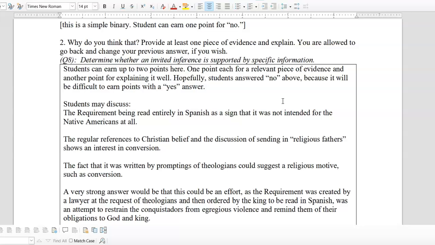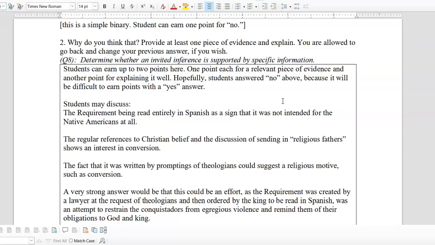1 point for each relevant piece of evidence and another point for explaining it well. And what this means is that you're going to be looking at this and determining whether you think the answer that you're looking at gave a relevant piece of evidence or gave 2, if they did, and explaining it.